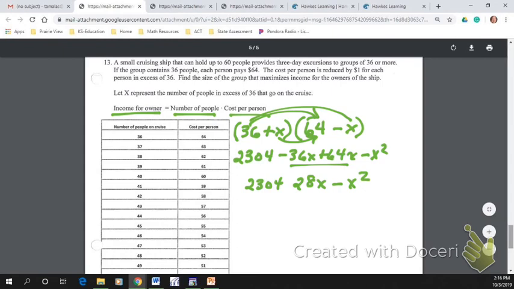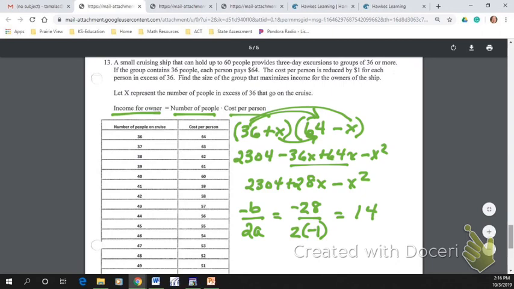So now I have a parabola. If I want to know the maximum, I'm going to do a vertex. Opposite of B over 2A. So negative 28 over 2 times negative 1. Now, remember, I didn't rewrite the order here. This is my A, this is my B, this is my C, right? Over negative 2. So 14. So x is 14.